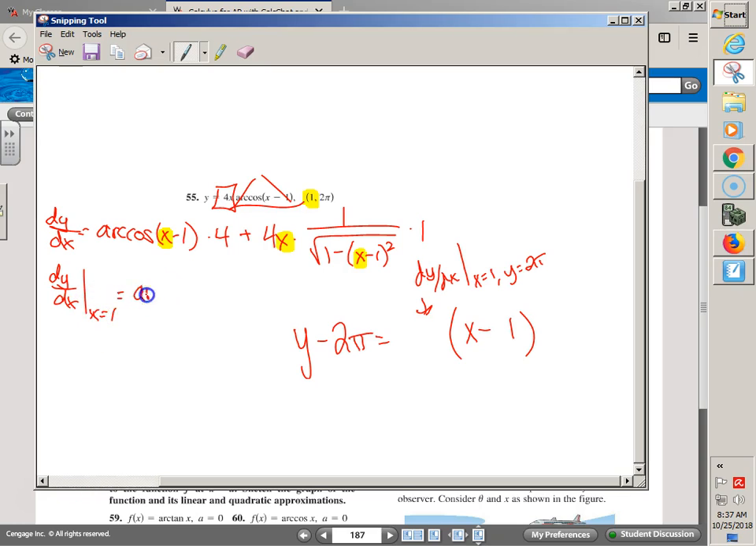Arc cosine of 0. Uh-oh. It'd be a shame if you could do the calculus and you couldn't do the trig. 4 times 1 is just 4. 1 over, well, 1 minus 1 is 0, and 1 minus 0 is 1, and that's all just, okay, fine, 1. We're trying to plug into this guy, so we'll come back to him in just a second.